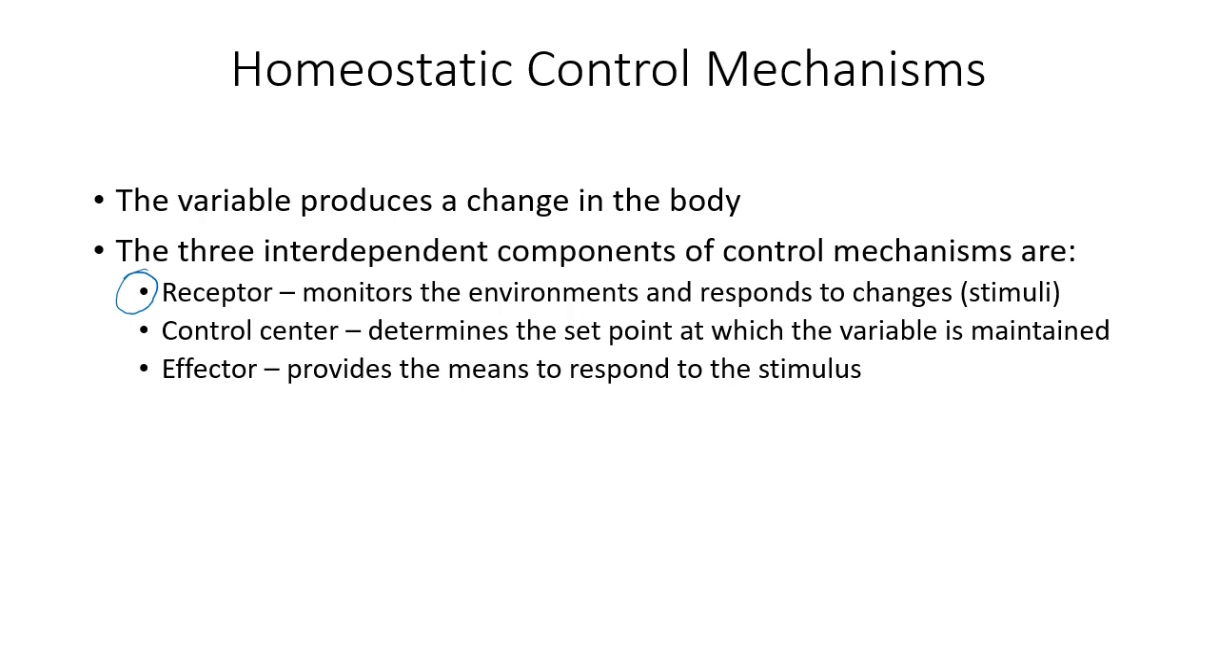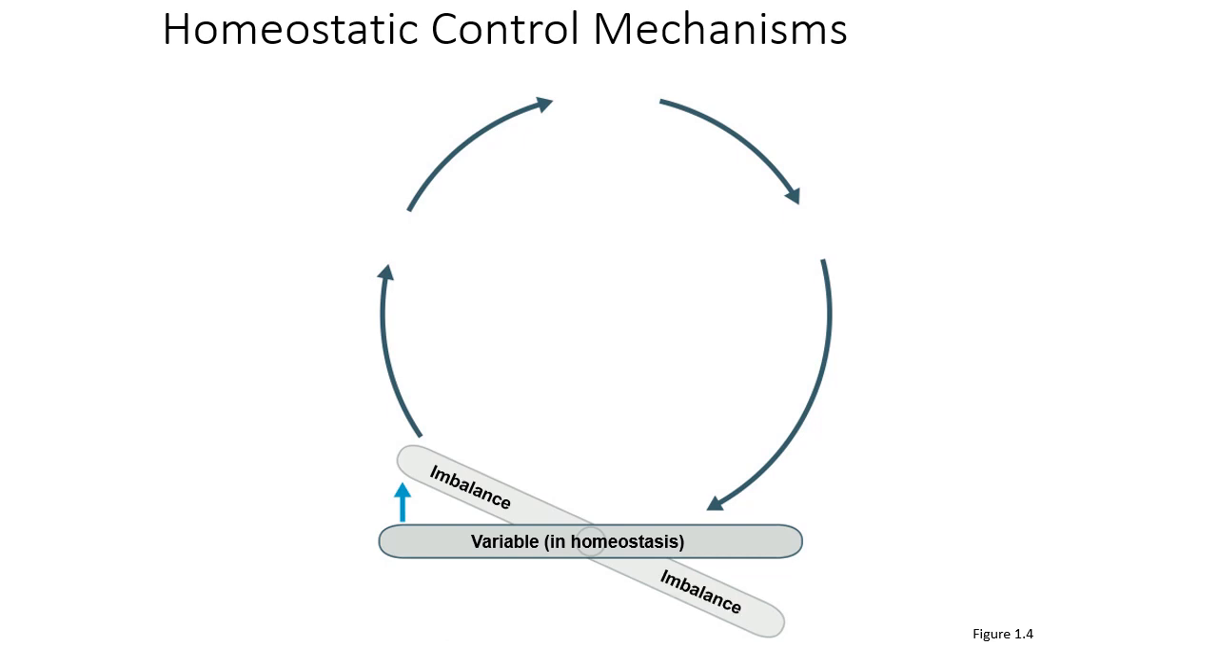And so we're going to detect some sort of change in the environment. That's going to send information over to the control center, and that control center is either going to be the spinal cord or the brain. And then that control center is going to send information out to an effector. That effector is going to be something like a muscle or a gland, where we're going to make those alterations in order to maintain homeostasis.